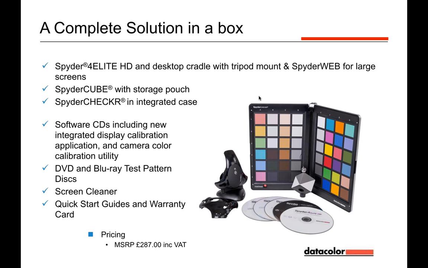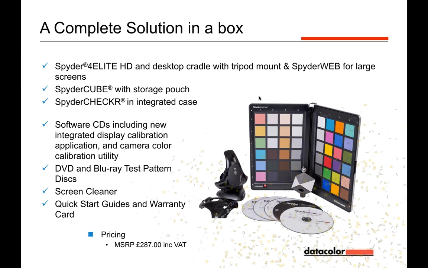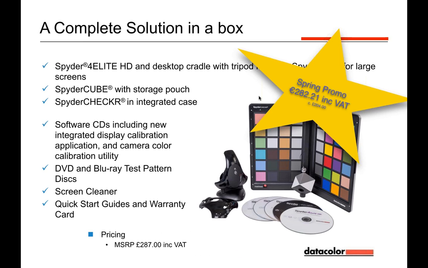Now, it normally comes in at £287. At the moment, there's a spring promotion through the European Datacolor store, and that's only through that Datacolor store. Go to the orders section on the Datacolor website. You can get that bundle, the Spyder HD bundle, for just over €282, which is just about £204 at the exchange rate I had a look at earlier on. So about £80 off there, basically.